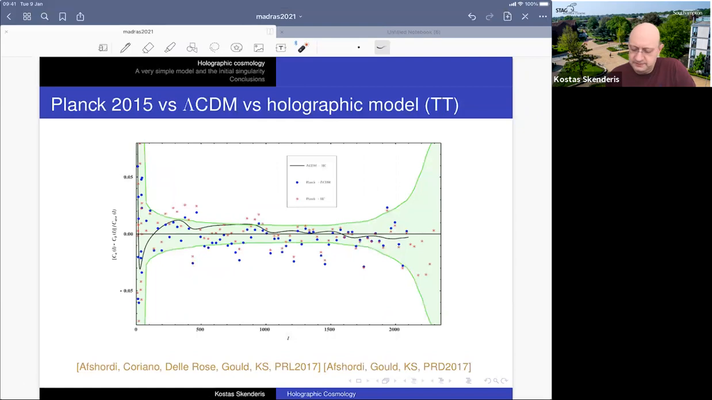Okay. So back to this plot. The blue dots are the Planck data minus lambda CDM, and the red asterisks are the Planck data minus holographic cosmology. You can see most of the points are again within the error bar, but of course there are some points outside. So it's not a perfect fit. So holographic cosmology presents models that are, I would say, better theoretically motivated because they're definitely consistent with quantum mechanics, and as we will see, allow us to probe this region of the initial singularity.